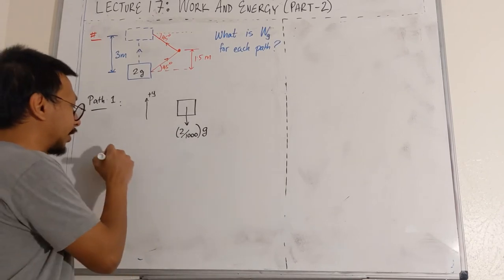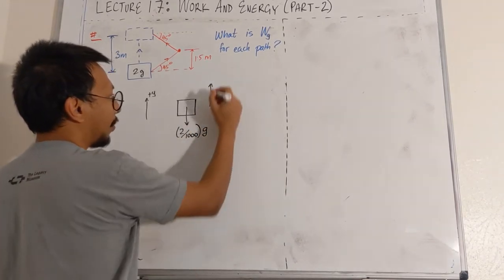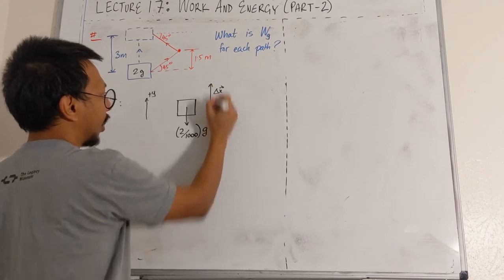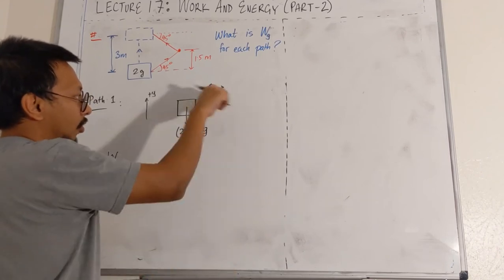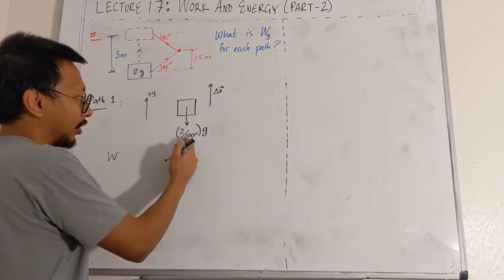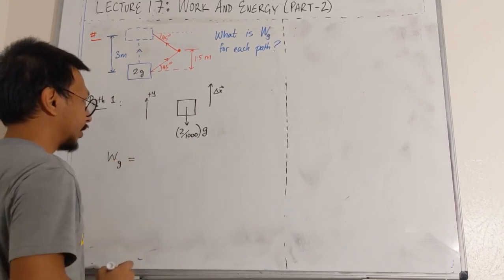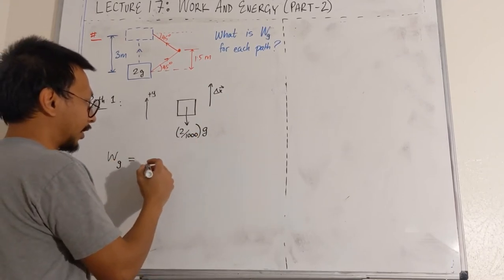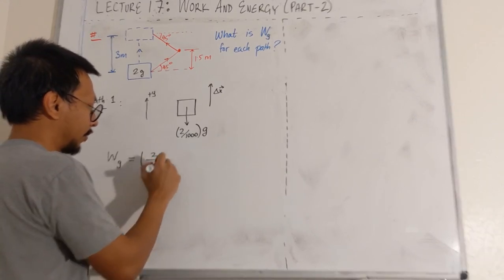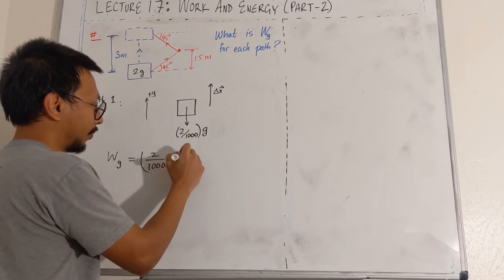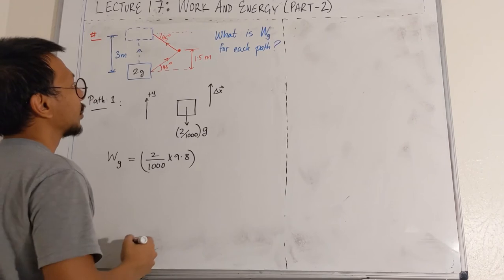So the work done by gravity in this case, and remember that you are moving the block up, so the delta x points up along the y-axis, your weight points down along the y-axis, so they're anti-parallel to each other, the force and the displacement. So the work done by gravity in this case is the magnitude of the force, which is 2 over 1,000 times 9.8 times the distance.